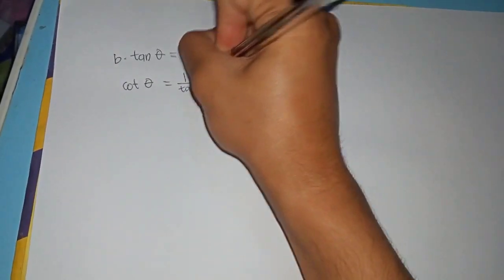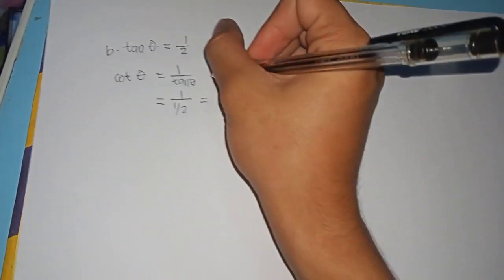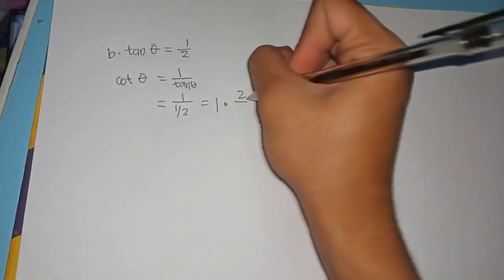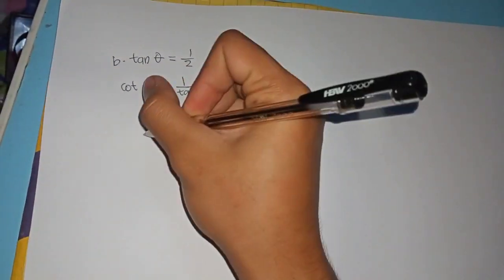Next is our next problem. The given is tan theta is equal to 1/2. So we are going to find first the cotangent using reciprocal identities. Cotangent theta is equal to 1 over tan theta. So substitute the value of tan. We have 1 over 1/2, expressed in multiplication, 1 times 2 over 1. So we have 2 over 1 or 2. So this is our cotangent theta.